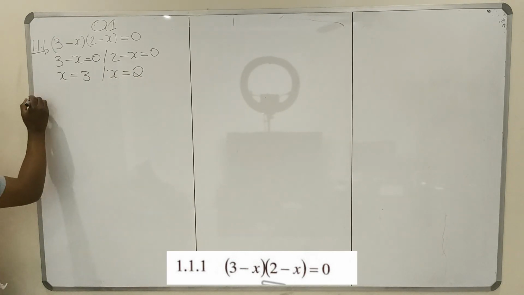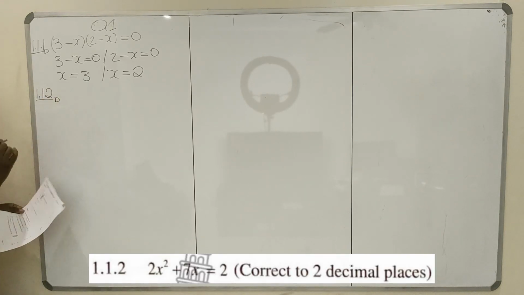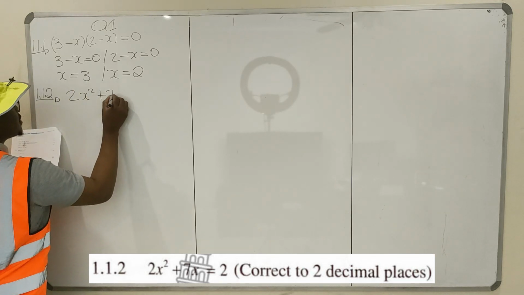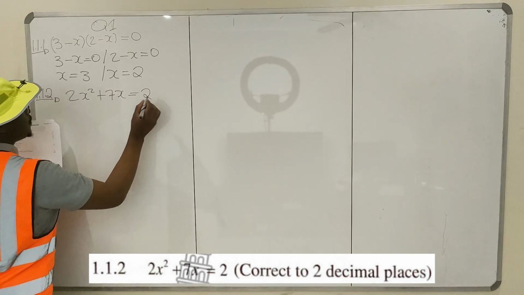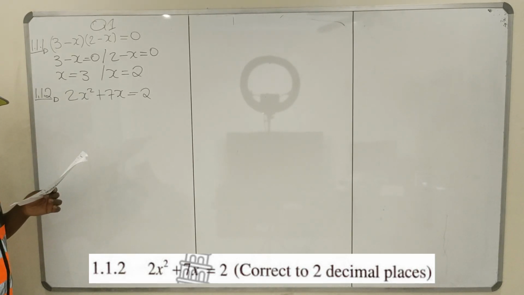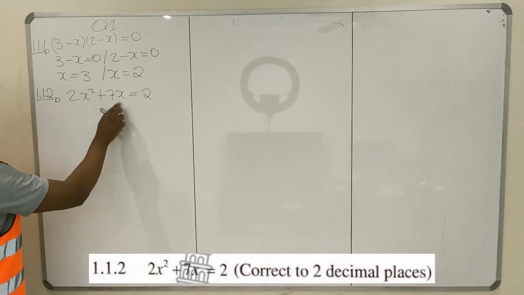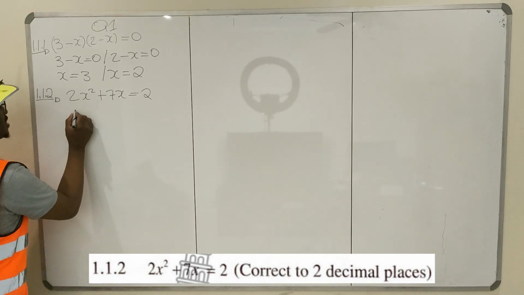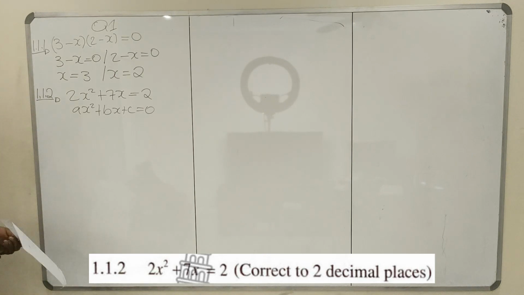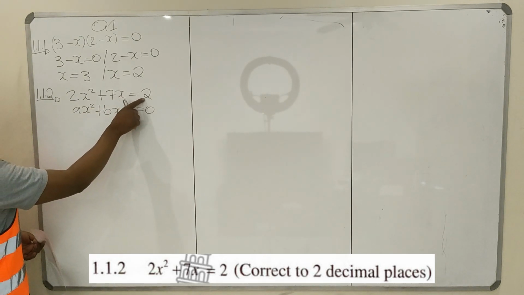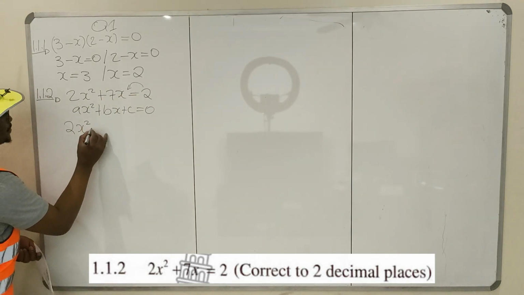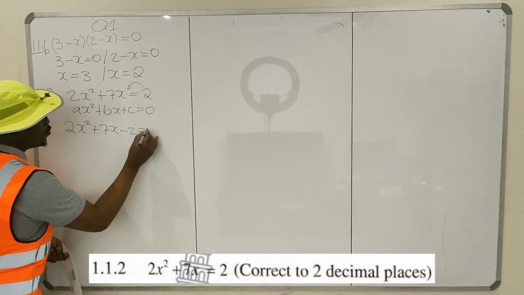Done with this one. We go to the next one, 1.1.2. You are given 2x squared plus 7x is equal to 2. They say solve for x, correct to 2 decimal places. If you want to solve a quadratic equation, the first thing we need is the form ax squared plus bx plus c is equal to 0. To get this one in this form, you must transpose the 2 to the left-hand side. So you have 2x squared plus 7x minus 2 is equal to 0.